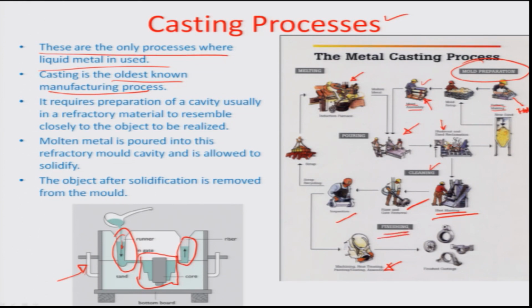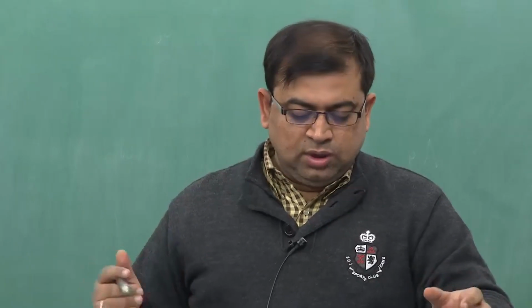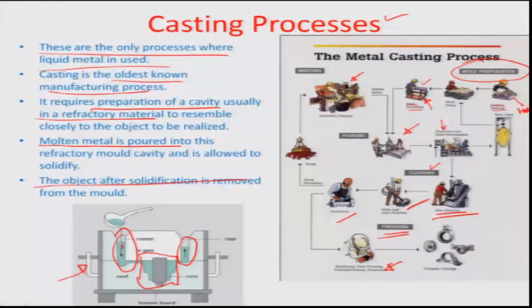So typically a casting process necessitates the preparation of a cavity in a refractory material, and also a step where molten metal is poured into that cavity, followed by the material in the cavity getting solidified because of heat transfer across the mold, and then the object after solidification is finally removed and processed, so that you have an overall shape given to the object. That is why it is a primary manufacturing process.